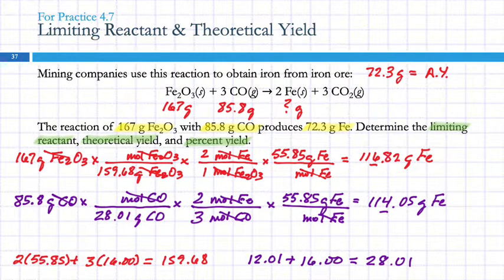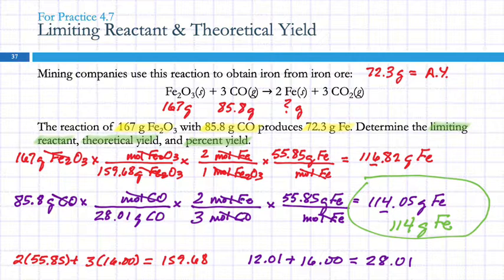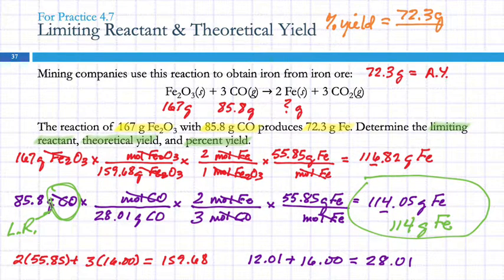Colors. Green maybe. So this is my theoretical yield, 114 grams of iron. And the reactant that gave me the smallest answer is my limiting reactant. So it's asking for the limiting reactant, that's carbon monoxide, the theoretical yield, 114 grams. And now we need to calculate the percent yield. So the percent yield is the actual yield, which they gave to us. They didn't flat out tell us it was the actual yield, but they gave it to us.